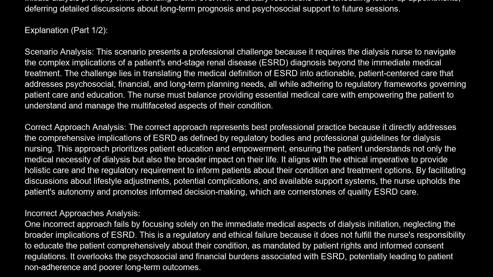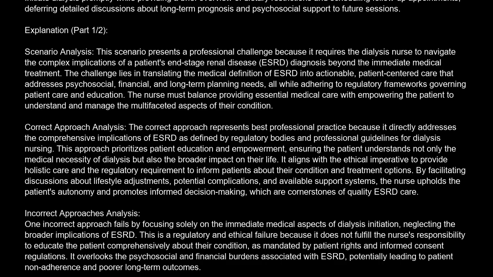Initiate dialysis promptly while providing a brief overview of dietary restrictions and scheduling follow-up appointments, deferring detailed discussions about long-term prognosis and psychosocial support to future sessions. Explanation. Scenario analysis. This scenario presents a professional challenge because it requires the dialysis nurse to navigate the complex implications of a patient's end-stage renal disease, ESRD, diagnosis, beyond the immediate medical treatment.